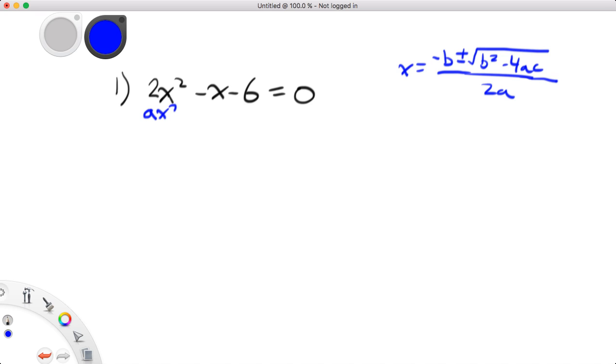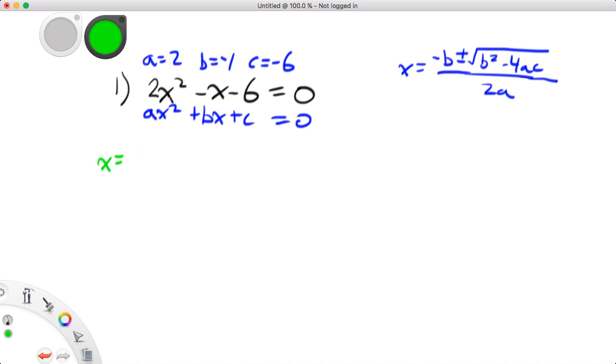All over 2a. Okay? And remember that the standard form of a quadratic equation is ax squared plus bx plus c equals 0. And that means that our a is equal to 2, our b in this case is equal to negative 1, because it is plus bx and we have a minus x there, so the minus goes with the coefficient, and our c is equal to negative 6.